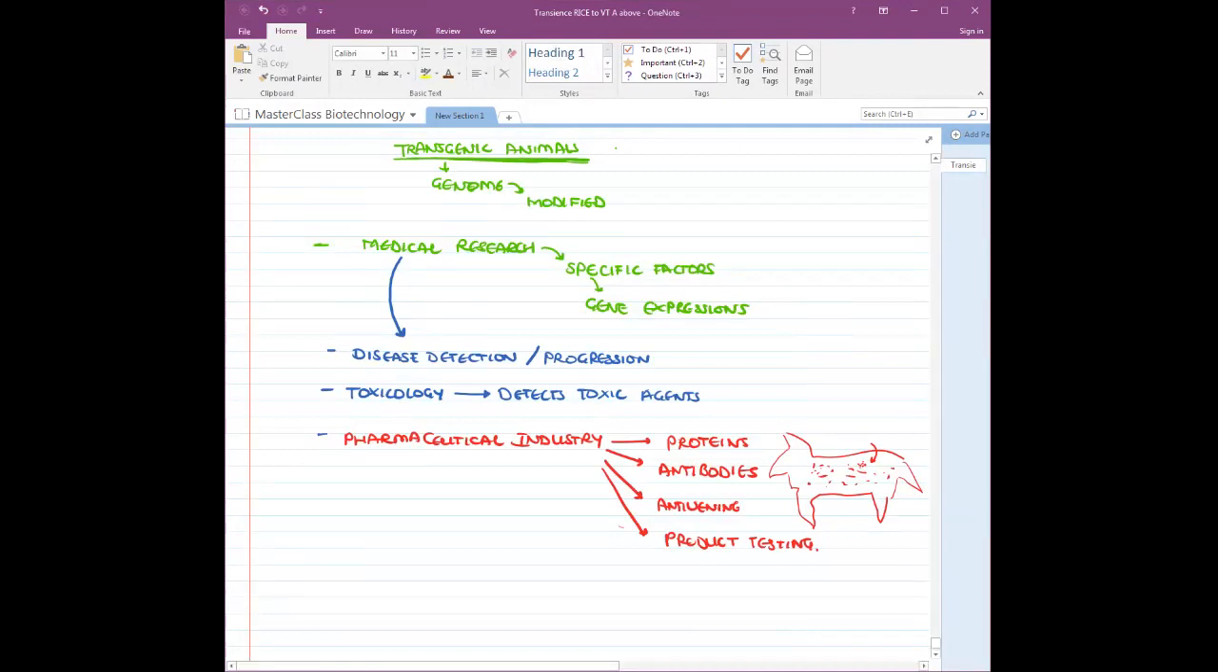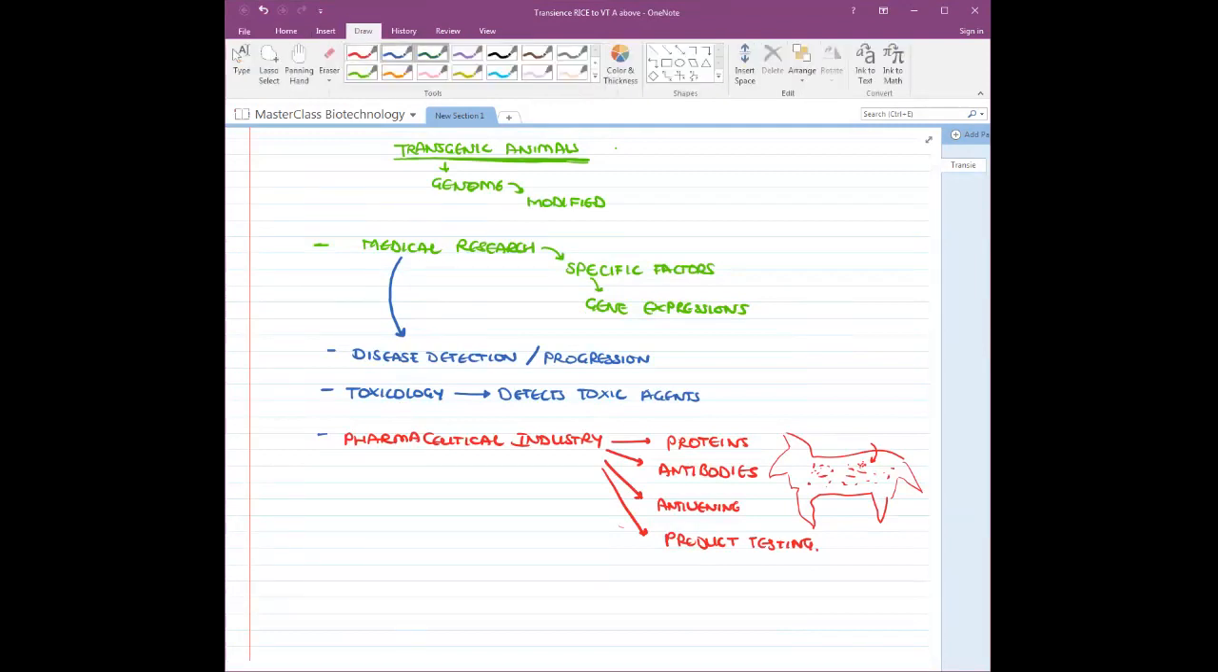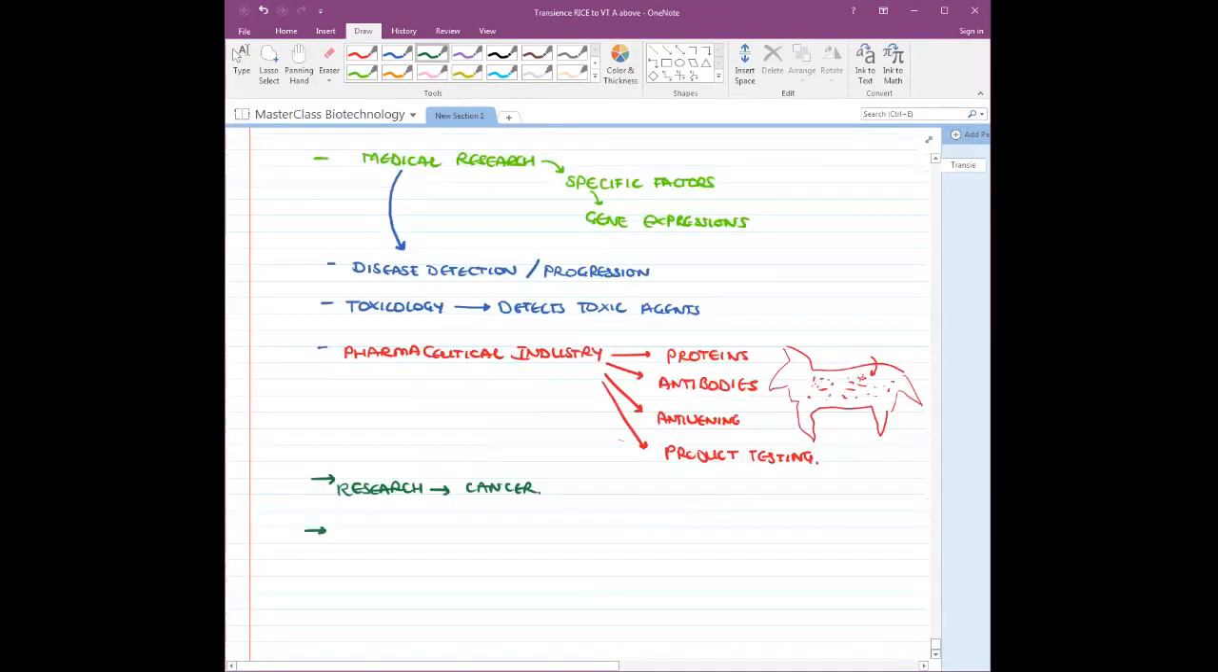Like I said, we are going to use this for various kinds of research purposes also. We do this with cancer as well, in research for cancer. Apart from this, guys, this is not the only field we are talking about, like product testing.